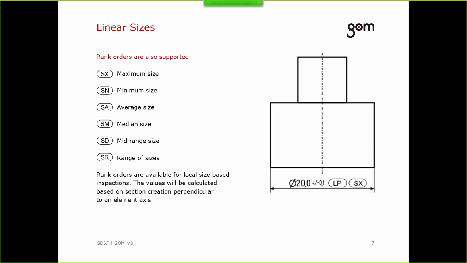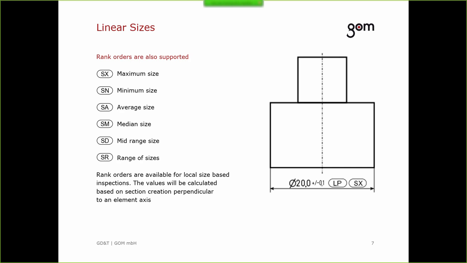Rank orders are often used together with linear sizes. They are used for local size calculations on the actual data. The following rank orders are supported: maximum and minimum, average, median, mid-range, and range of sizes. The inspection values will be calculated based on section creation perpendicular to an element axis.